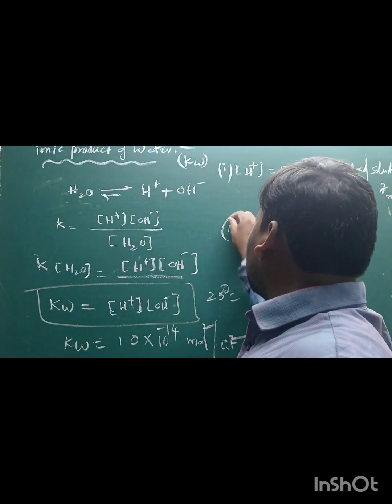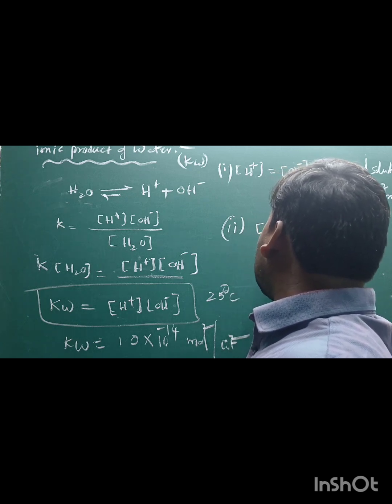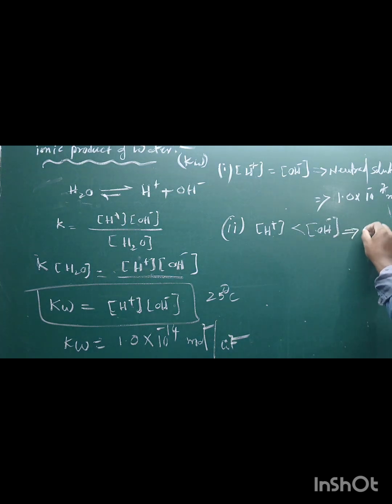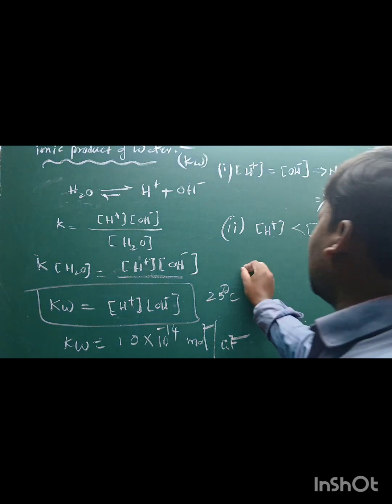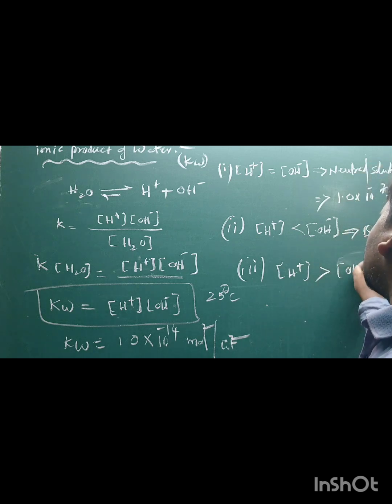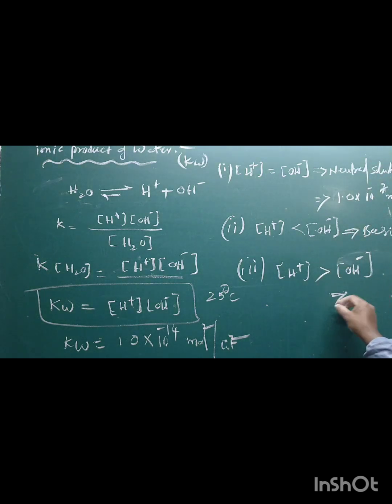In case the concentration of H plus ion is lesser than the concentration of OH minus ion, then the solution is called a basic solution. And the third one: if the concentration of H plus ion is greater than the concentration of OH minus ions, then the solution is called an acidic solution.